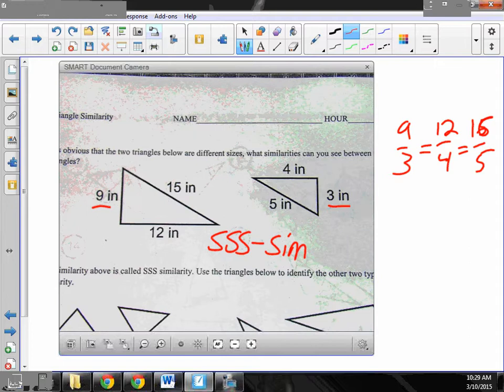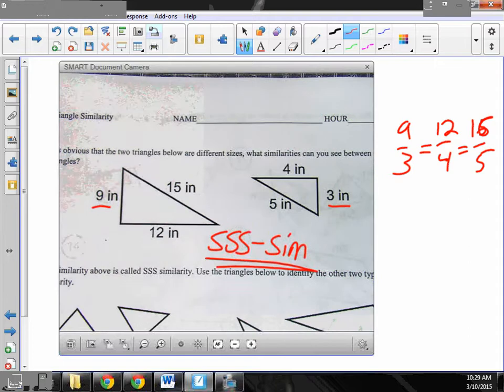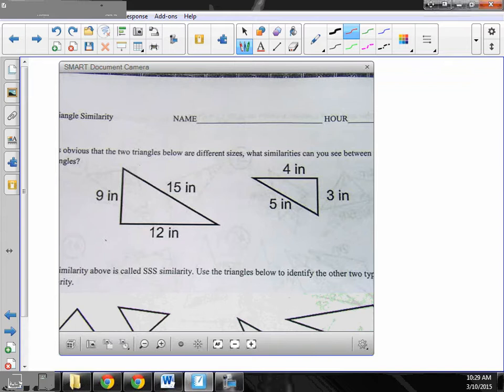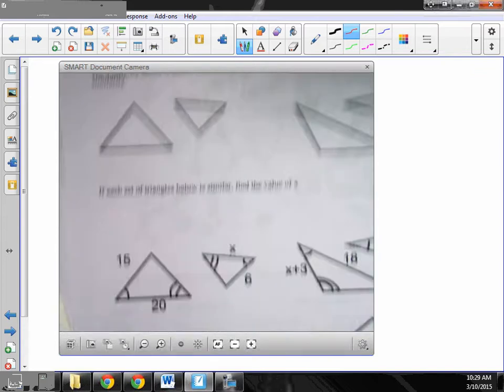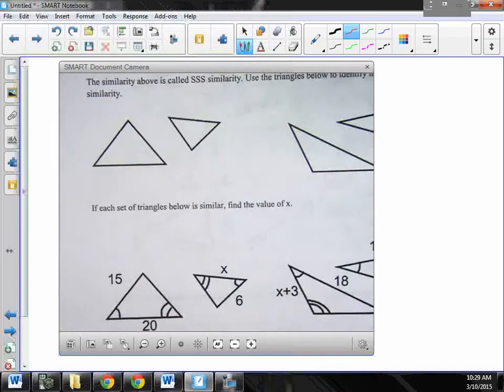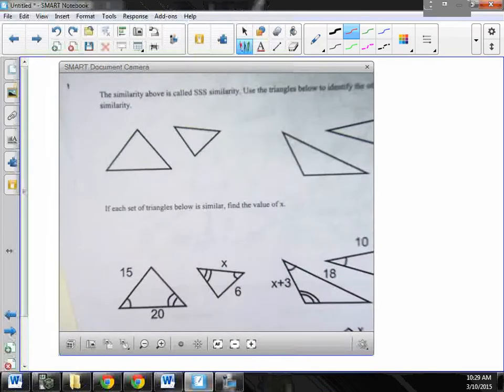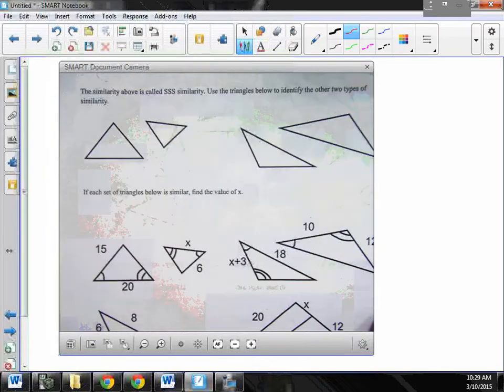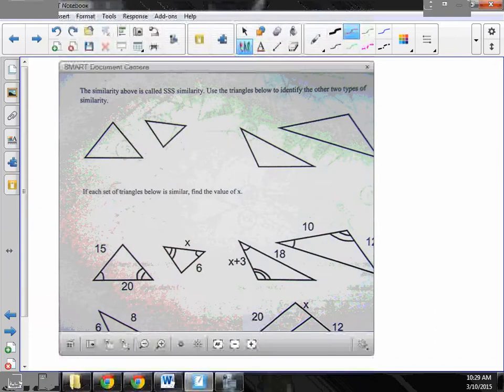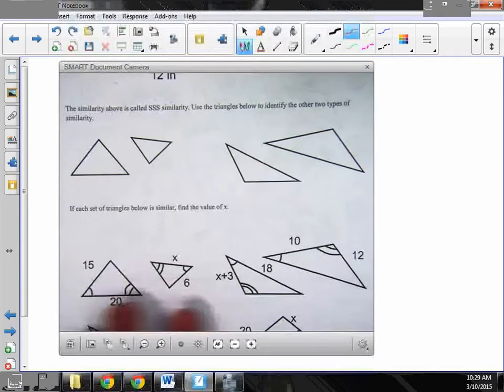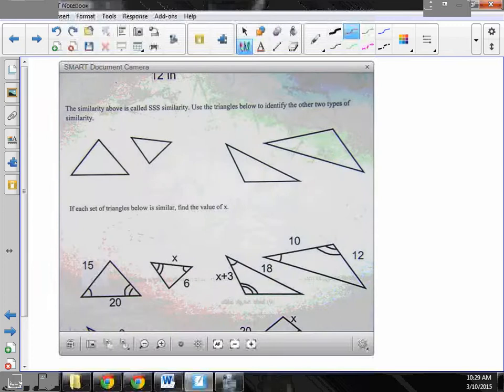But there are two other rules. So that's one that you're going to use. The other one is really easy. Well, it wouldn't be a triangle, it would be a quadrilateral, and those are a lot more complicated, so you won't ever see that. These rules only apply to triangles.